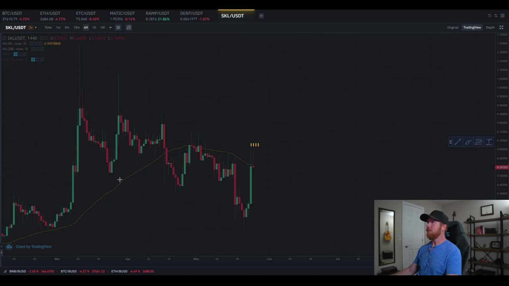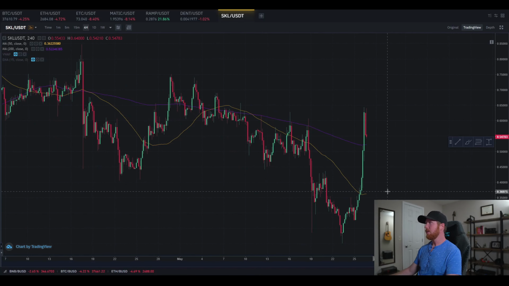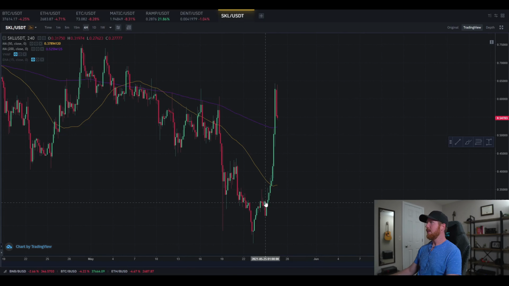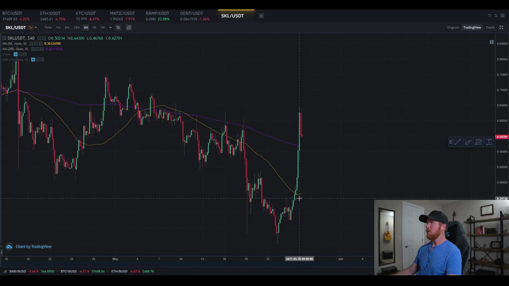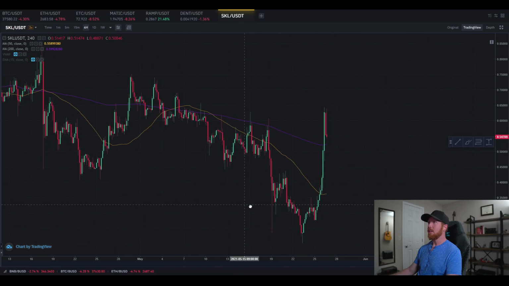So let's look at the 4-hour chart next. Holy cow, look at that guy. It's a really sharp increase. No wonder why it's coming back down. This is pretty common for SKL, it appears. There's really sharp increases and decreases, but more importantly, the increase goes up a lot faster than it comes down, which is a good sign.